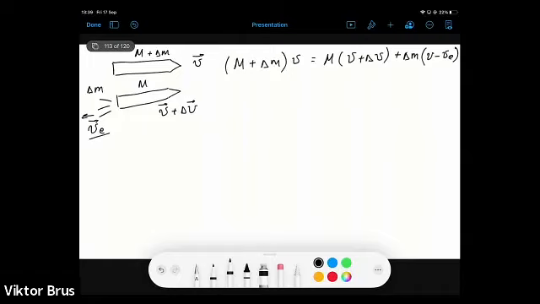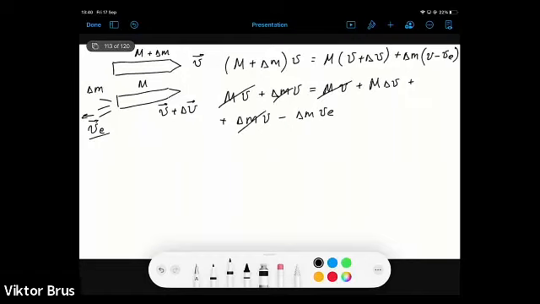Okay, now let us open this parenthesis. It will be capital M times V plus delta M times V, equal to M times V plus M times delta V plus delta M times V minus delta M times VE. So what do we have here? We cancel out these terms, and these terms. So we can write that M delta V is equal to VE times delta M.